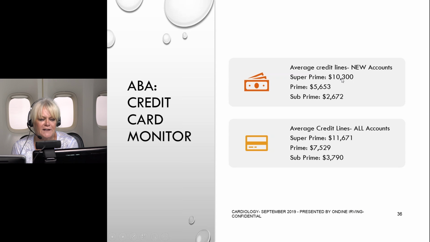Going back to average credit lines, and actually this is a misplaced slide, I apologize. I wanted to give you an idea, again from the ABA, just to give you an idea what's out there. The average credit lines for new accounts, super prime over 10,300, prime 5653, subprime 2672, and we think we're getting somewhere with $500 lines. On all accounts here, you can see the average lines as well. Yes, they take more risk, and I'm not going to back up on what I was saying earlier, but just to give you an idea what you may be competing with when it comes to lines.